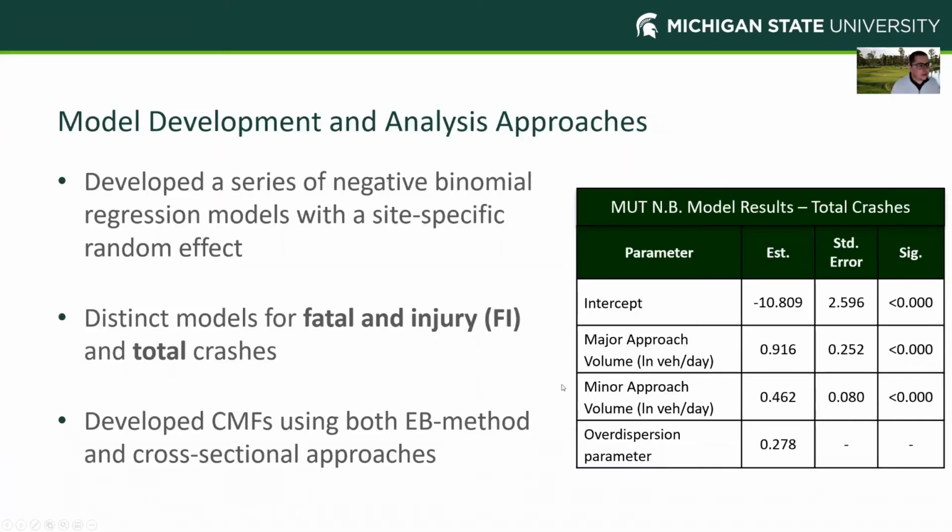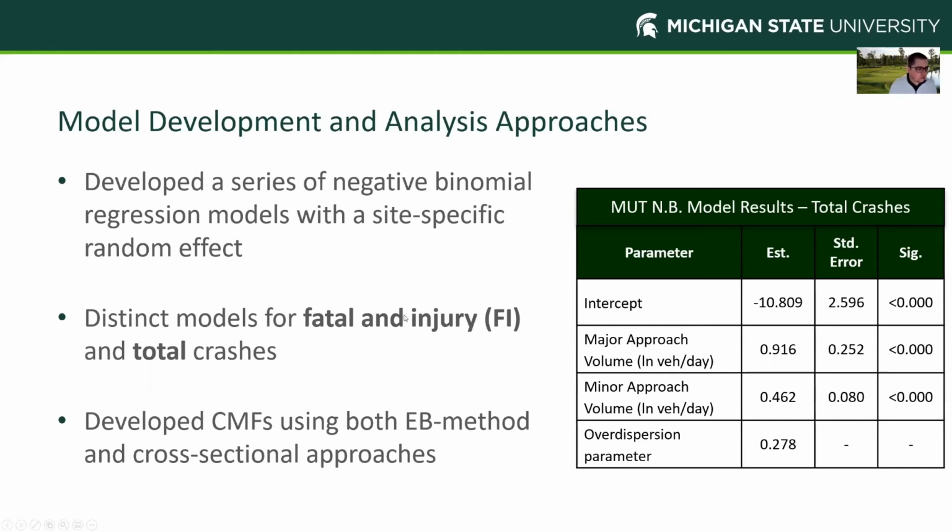So in terms of the approach to the study here, I developed a series of negative binomial regression models with the site-specific random effect. And that's going to be pretty important because we do have repeated measures where one of these sites is going to show up several times in the database. And we do have a few cases where certain sites didn't perform super well after conversion. So that site-specific random effect helps control or accommodate for the fact that we have those repeated measures.